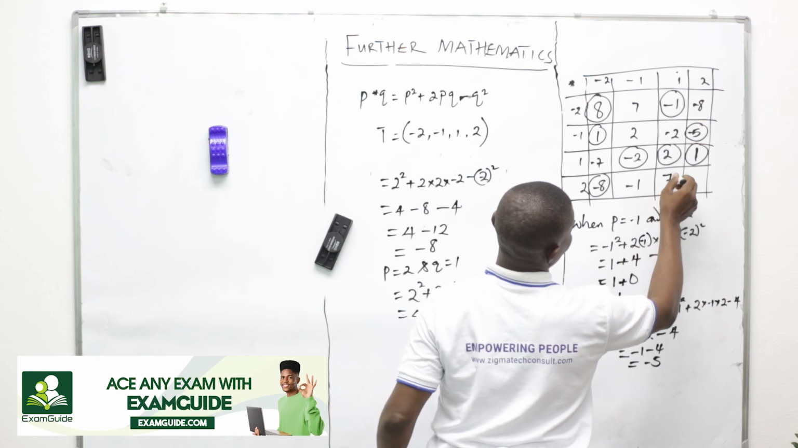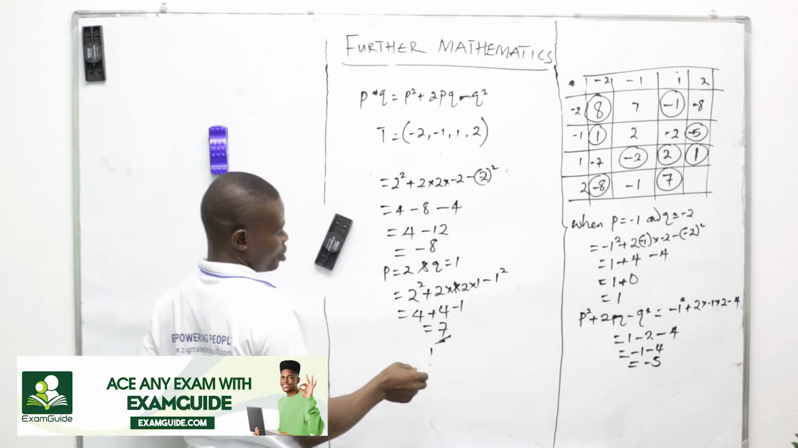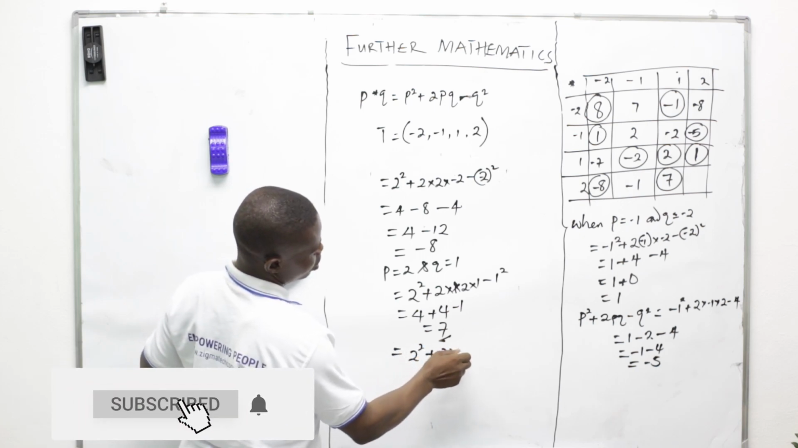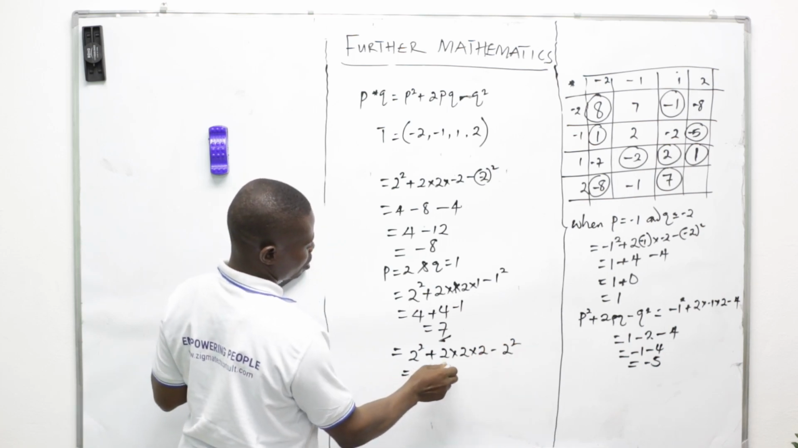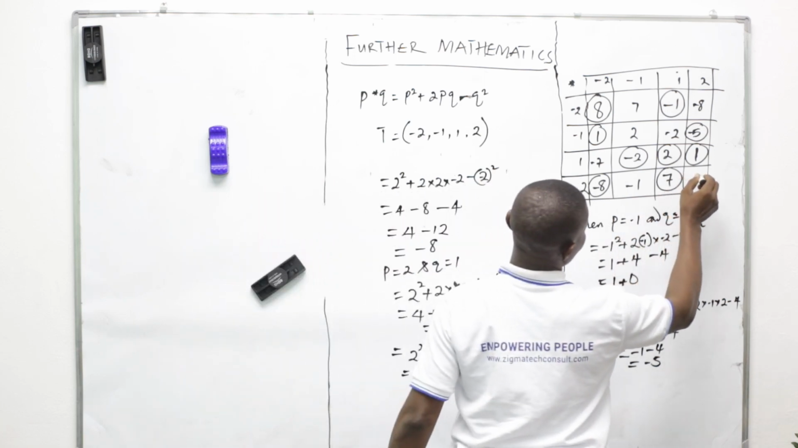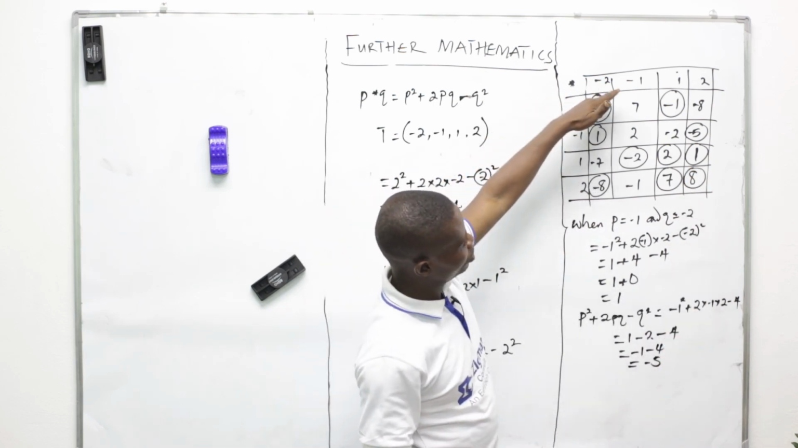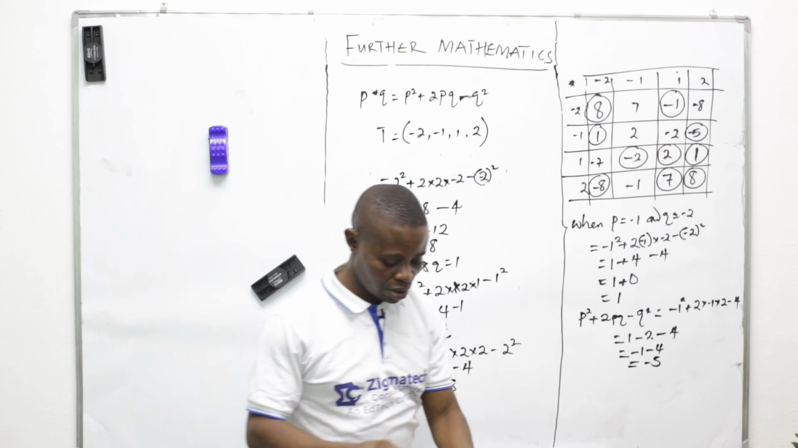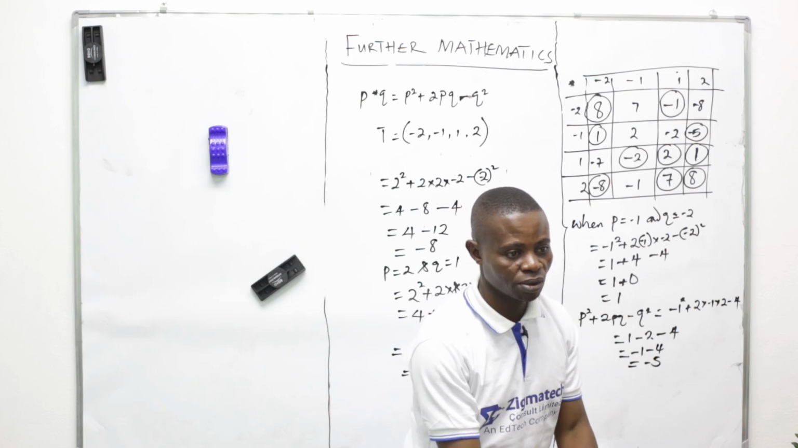Finally, plus 2 against plus 2. This will give us 2 squared plus 2 times 2 times 2 minus 2 all square. That is 4 plus 8 minus 4 equals 8. So this is giving us 8. Watch your table. So that is the solution and completion of the table.